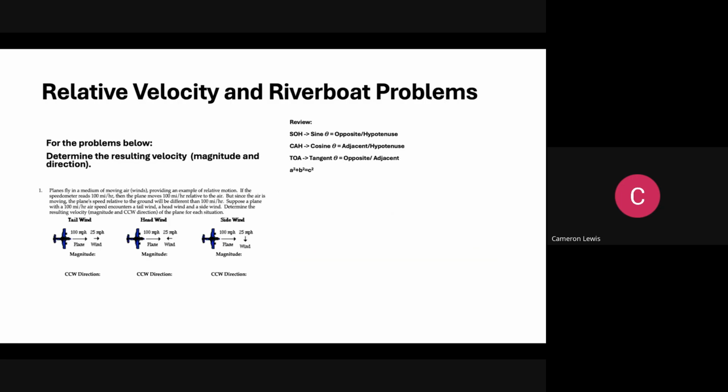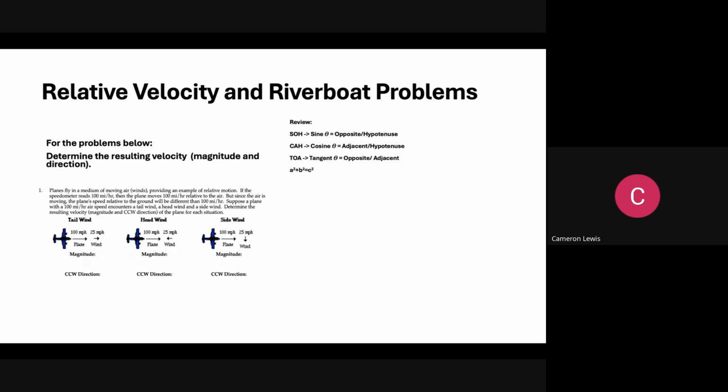Still doing math, right? But then we started getting into the relative velocity and river flow problems, right? So this helps us understand what it means when we have these different components that we added, right? Like the headwind, tailwind example, if you're flying a plane, we're going in the same direction as the wind, so we're going to go a little bit faster. If we're going in the opposite direction, then we're going to go a little bit slower.